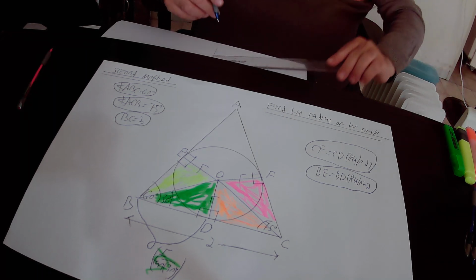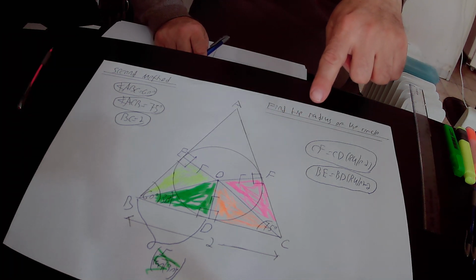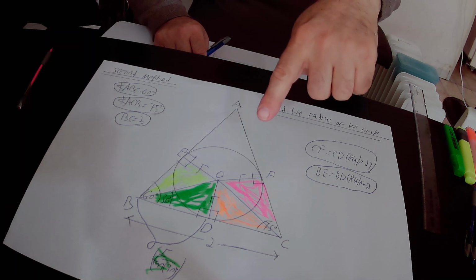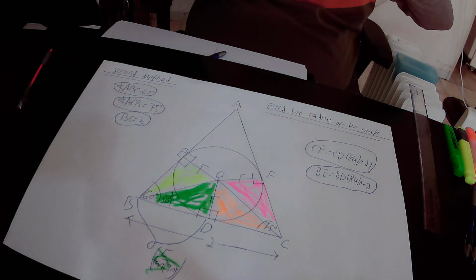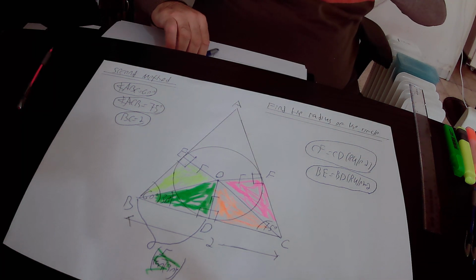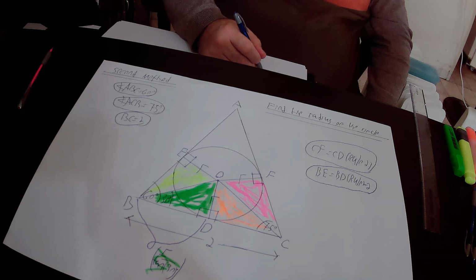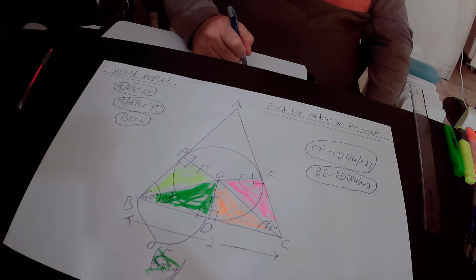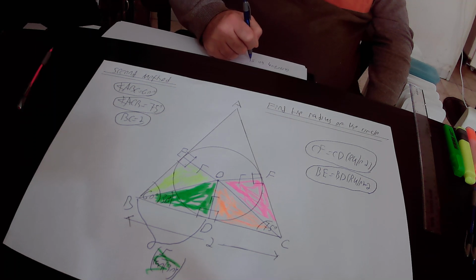So actually, we proved that all three sides of the pink triangle OFC are correspondingly equal to all three sides of the orange triangle ODC. Therefore, those two right triangles can coincide according to the side rule. So I write it down: the pink triangle OFC is congruent to the orange triangle ODC according to the side rule.